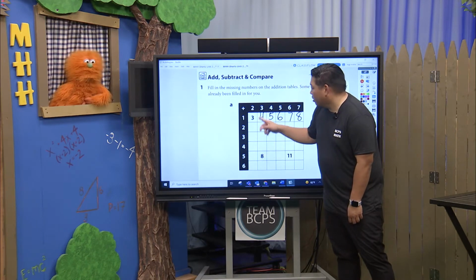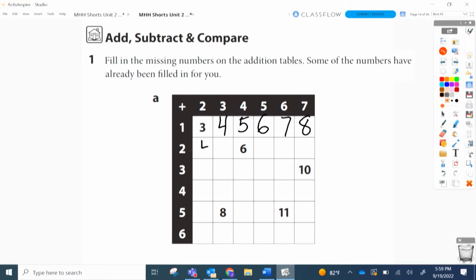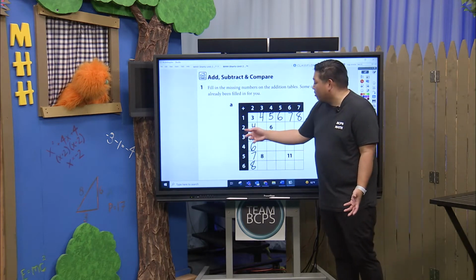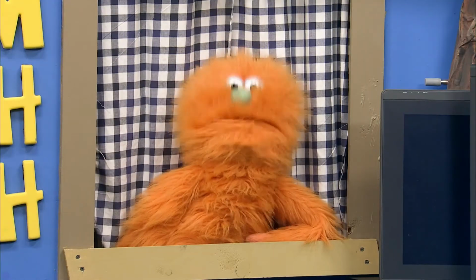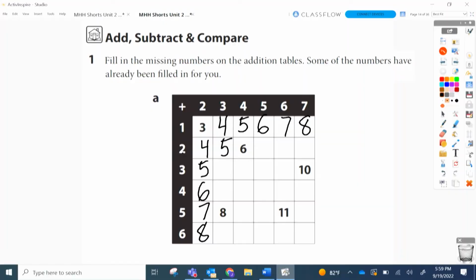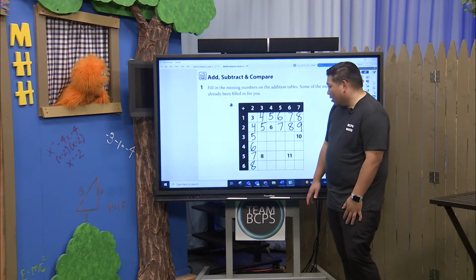Now it looks like all of these are going to be plus 2. You ready? 2 plus 2. 4. 2 plus 3. 5. 2 plus 4. 6. 2 plus 5. 7. And 2 plus 6. 8. Awesome. Now we can do the same thing with 2's again if I start with this 2. 2 plus 3. 5. 2 plus 4 is already done. 2 plus 5. 7. 2 plus 6. 8. And 2 plus 7. 9. Awesome. So we're halfway there almost.